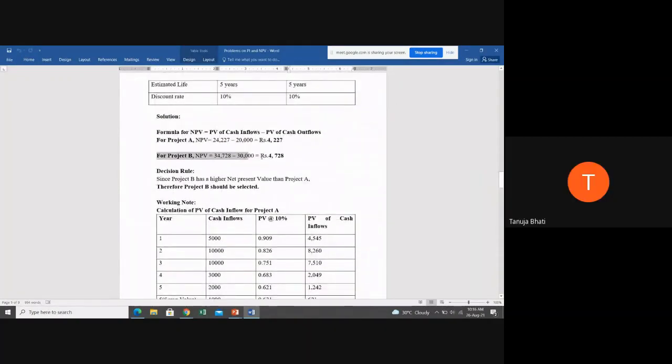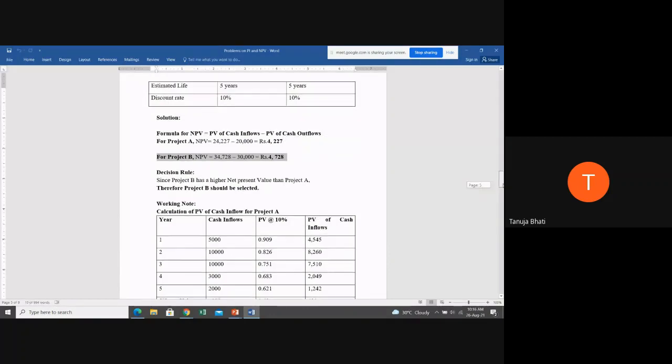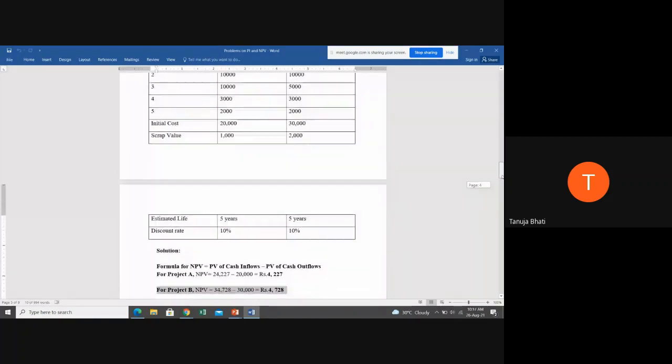So for project B, the NPV is 4,728. Now, suppose you were the finance managers and you had to take a decision whether to opt for project A or project B. Which project would you opt for and why? You have both the NPVs with you. Project A NPV is 4,227. Project B NPV is 4,728. Can anyone tell me which project you would opt for and why?